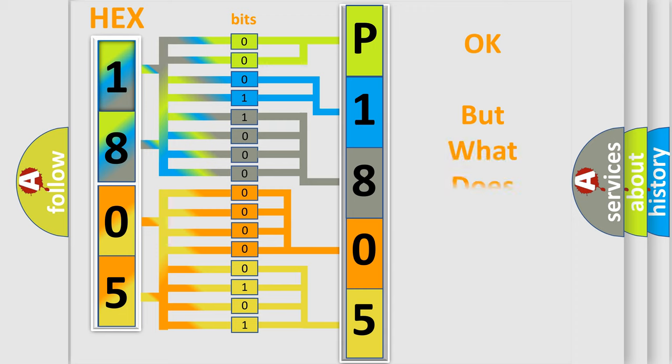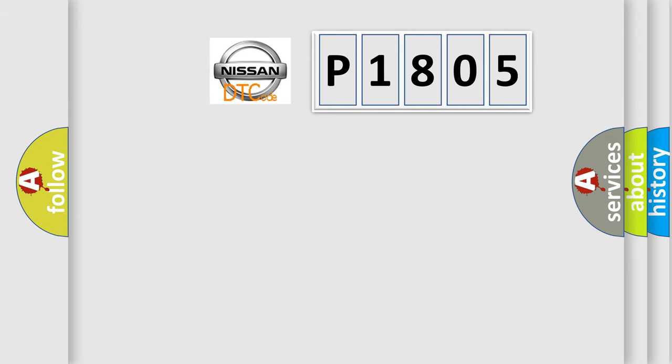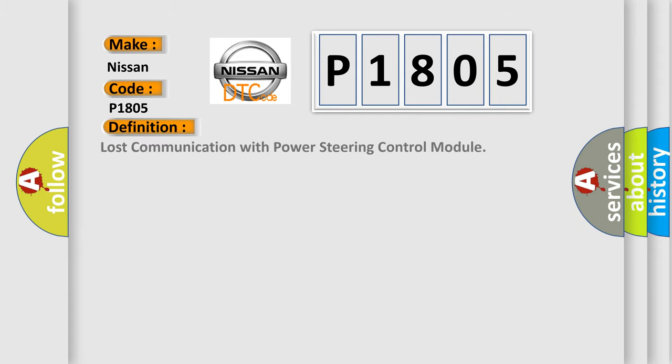The number itself does not make sense to us if we cannot assign information to what it actually expresses. So, what does the diagnostic trouble code P1805 mean specifically for Nissan? The basic definition is lost communication with the power steering control module. And now this is a short description of this DTC code.